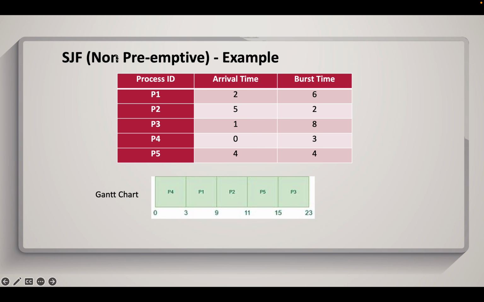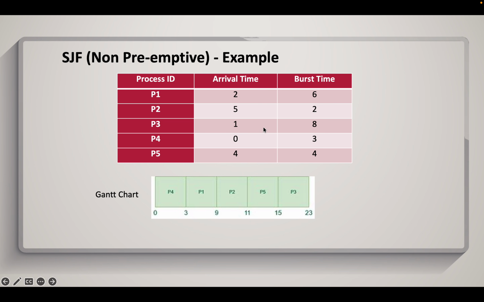And in SJF there are two categories. One is non-preemptive, another one is preemptive. In the non-preemptive case, once a process gets the CPU, other processes cannot preempt. So at time 0, P4 arrived, so it executes for 3 unit time. At time 3, process P3 arrived, process P1 arrived. Among P3 and P1, which one is smaller? P1 is smaller because P1 is 6. So P1 executes next.